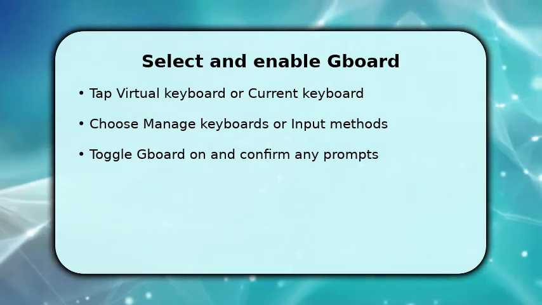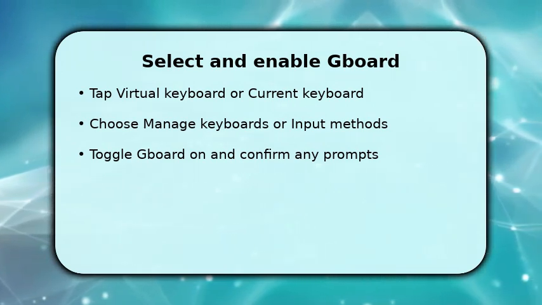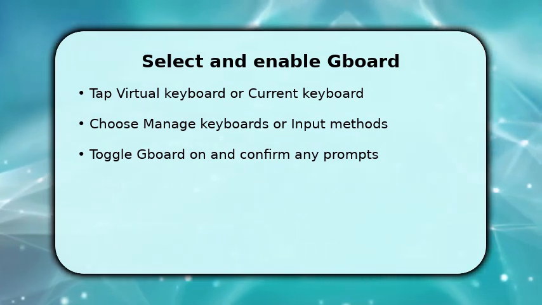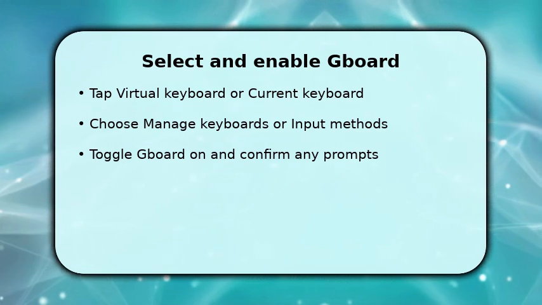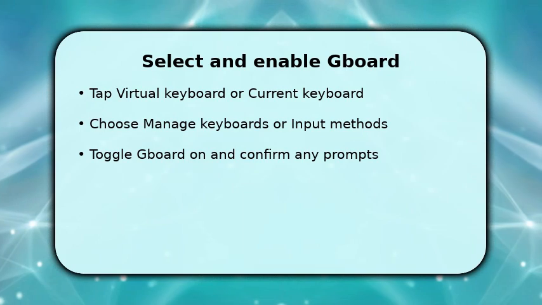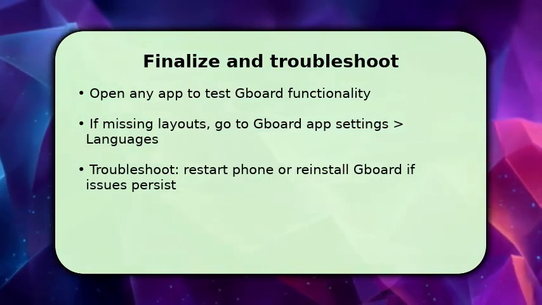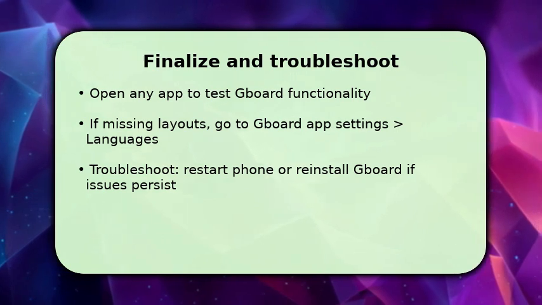Once enabled, return to the current keyboard menu and select Gboard as the active input method. Doing this ensures Gboard handles typing, prediction, and emoji instead of Kika, so your typing behavior updates immediately. Finish by opening a messaging app and tapping a text field to confirm Gboard appears and suggestions work.